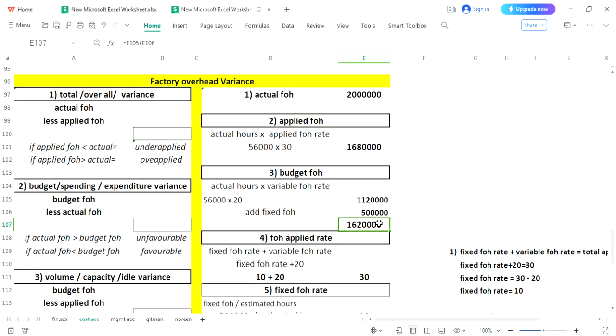Three supporting calculations were needed and we have completed. Actual is present, applied is present and budget FH is present. So it's time to calculate our variances.